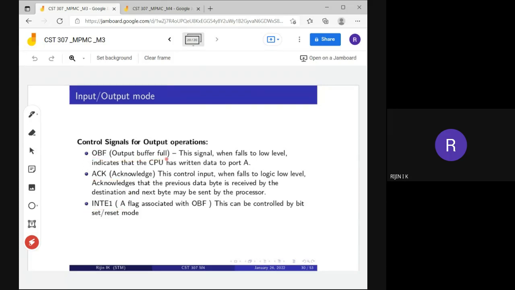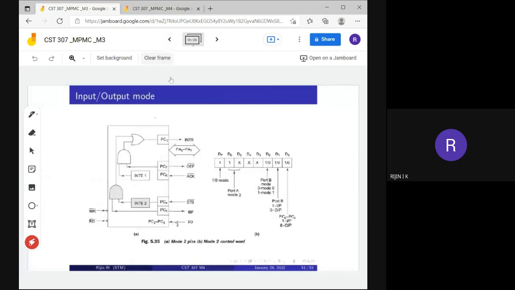Okay, the signal when it falls to low level indicates that the CPU has written data to port A. Similarly, acknowledgement signal, this control input when it falls to logic low level acknowledges that the previous data byte is received by the destination. Okay, അതുപോലെ തന്നെ INT1 ഉം INT2 ഉണ്ട് അല്ലേ. ഇവിടെ നമ്മൾ പഠിച്ചതാണ് INT1, this is associated with the output, INT2, this is associated with input, interrupt enable pins.